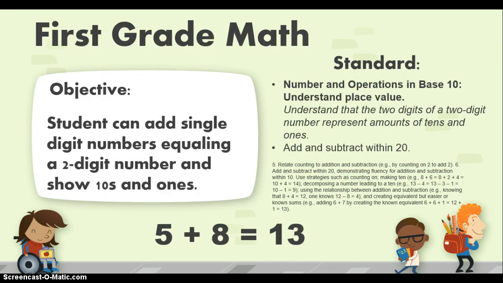The objective we are trying to achieve is that students can add single-digit numbers equaling a two-digit number and show tens and ones. We will be meeting 2 standards with this objective. We will be meeting our place value standard of base ten, showing tens and ones, and also being able to add and subtract within 20. Our first example, we're going to look at 5 plus 8 equals 13.